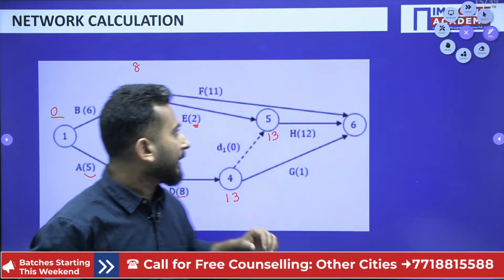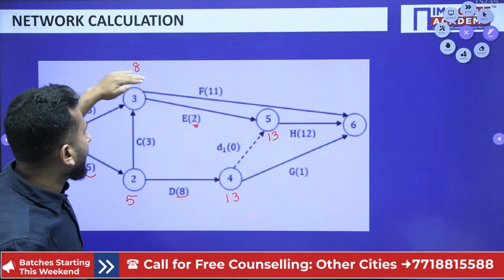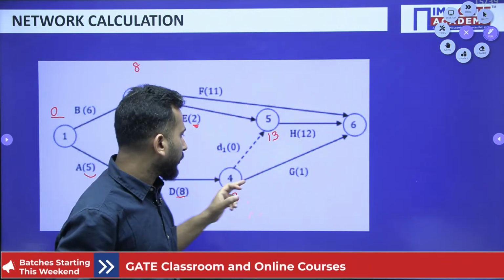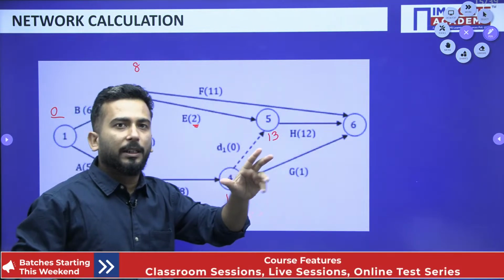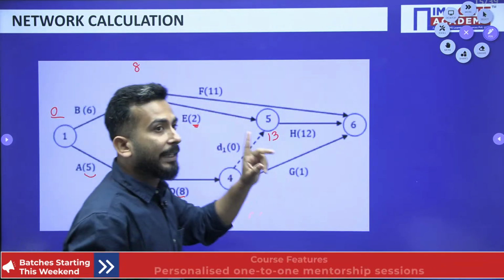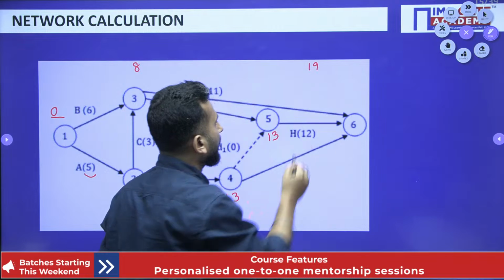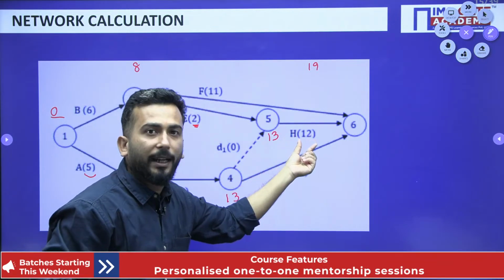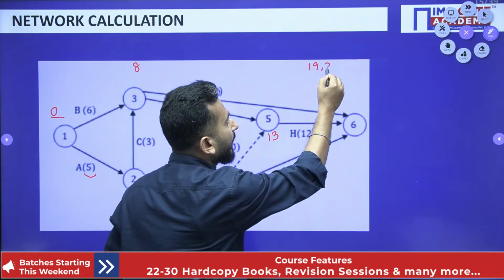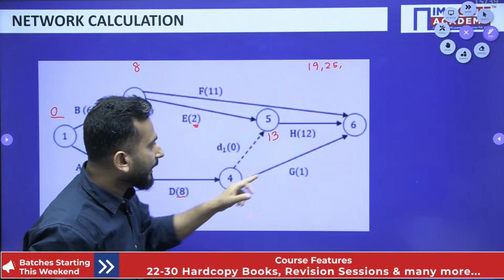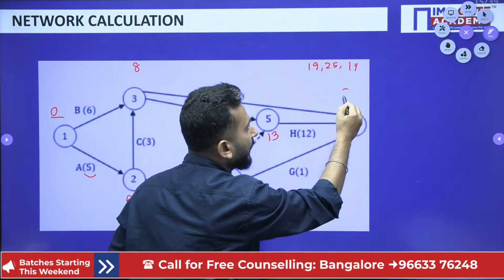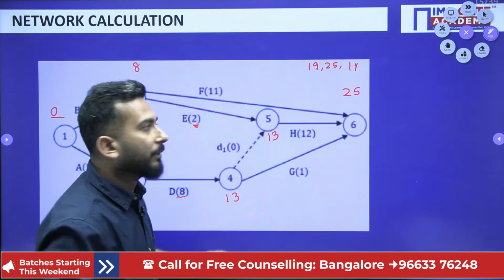And now, my dear friends, the final node is left, 6. In how many ways can I reach? I can reach from 3 to 6. I can reach from 5 to 6. I can reach from 4 to 6. 3 ways are possible. You just add. First one, 3 to 6 is giving me 8 plus 11. 8 plus 11 is 19. Then 13 plus 12. Yes, this is 12. So 13 plus 12 is 25. So another option is 25. And then, my dear friend, the last one, 13 plus 1 is 14. So what is the maximum? The maximum is 25. And I have written the number 25.